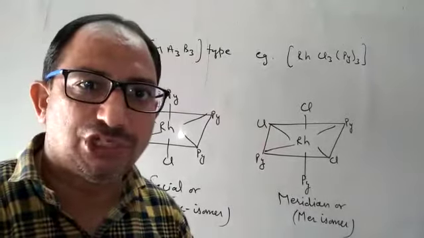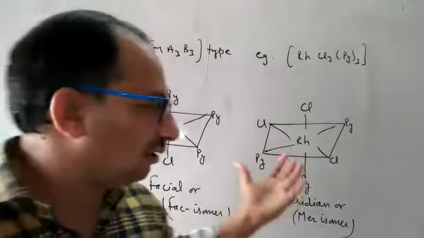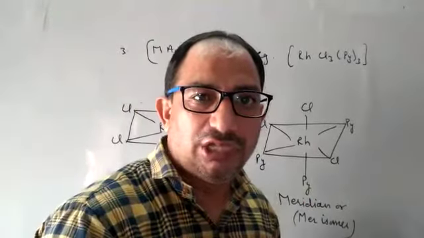Same group, same position, adjacent position is cis, opposite position is trans. So guys, you have to learn this.